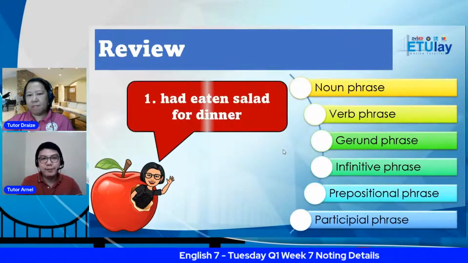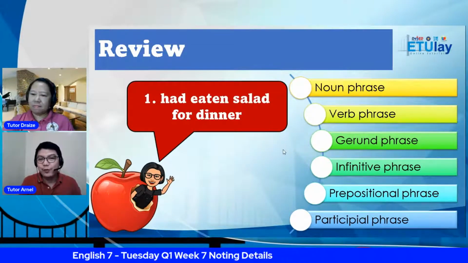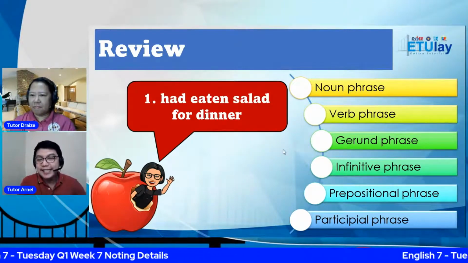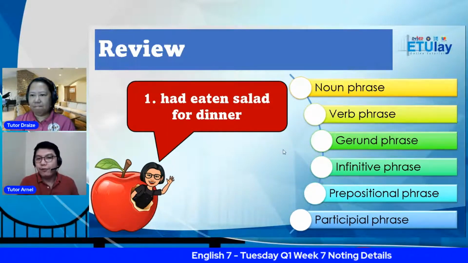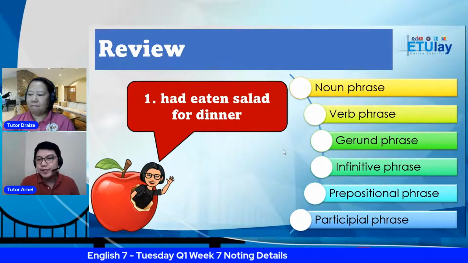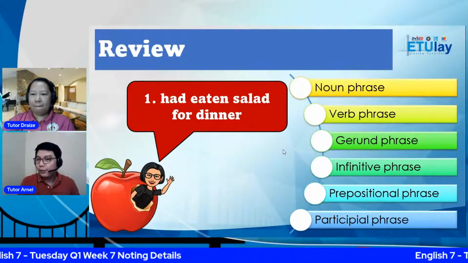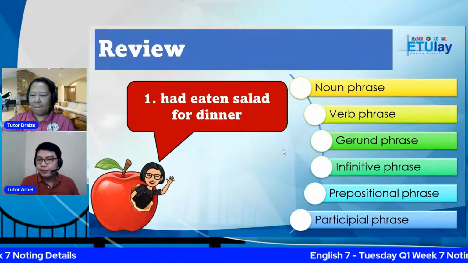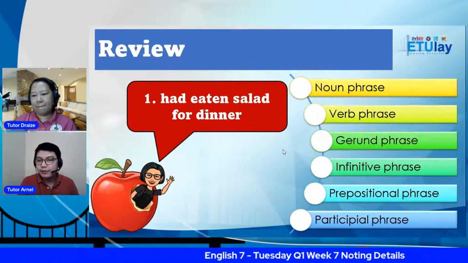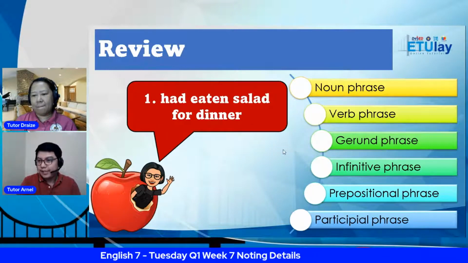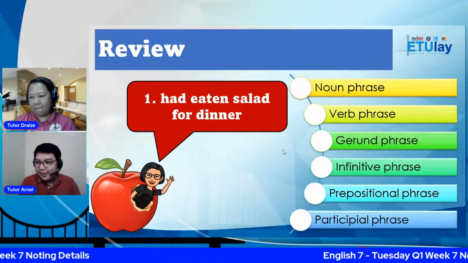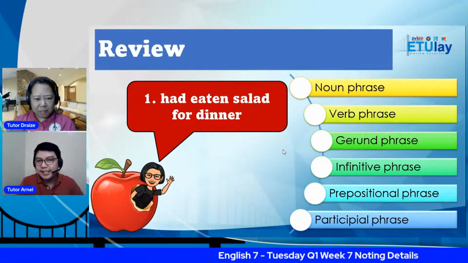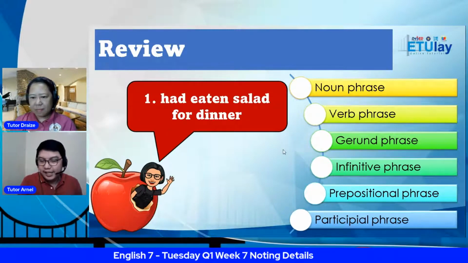So let's start with the first group of words. The first group of words that we have is "had eaten salad for dinner." If you may remember, students, what type of phrase is this? You may choose among the choices on the screen. Is it noun phrase, verb phrase, gerund phrase, infinitive phrase, prepositional phrase, or participial phrase? Let's see if we already have some answers in our comment section. All right, you may start typing your answer. What do you think is the type of phrase in this group of words?